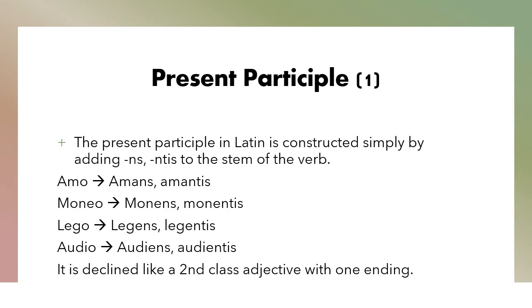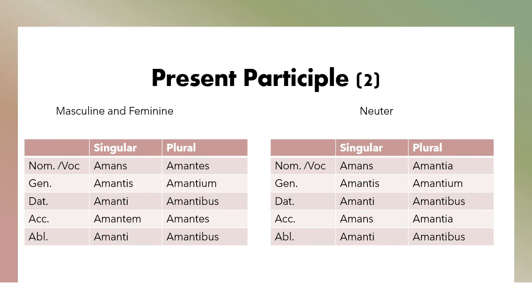The present participle is declined like a second-class adjective with one ending. So, for example, an adjective that we studied in the past of this kind is ingens, ingentis, which means big, enormous. I will not read these forms because it's something that we have already studied, but I just put these tables if you wish to review how it works.